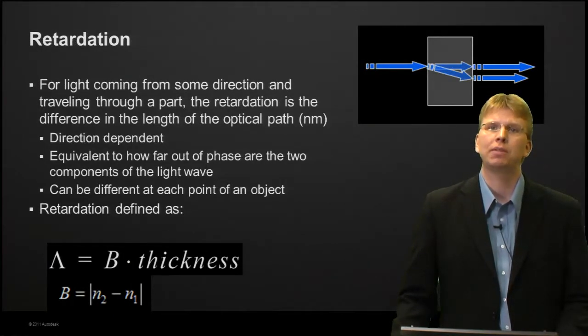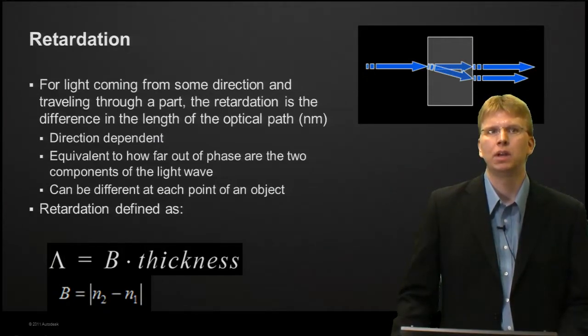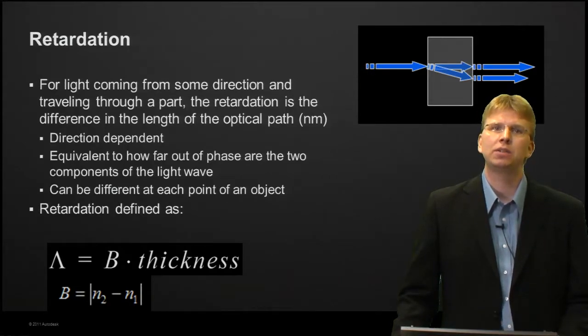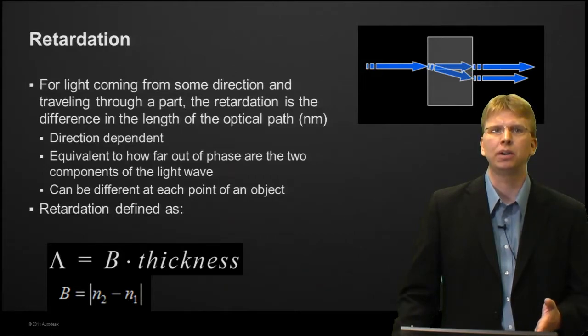One other thing that we have to talk about are some different terminologies to give you a background on some of the results that we plot in the Moldflow software. So the first one's called retardation. If you have a light source, a directional light, and it travels through the plastic part, retardation is the difference of the length of the optical path.